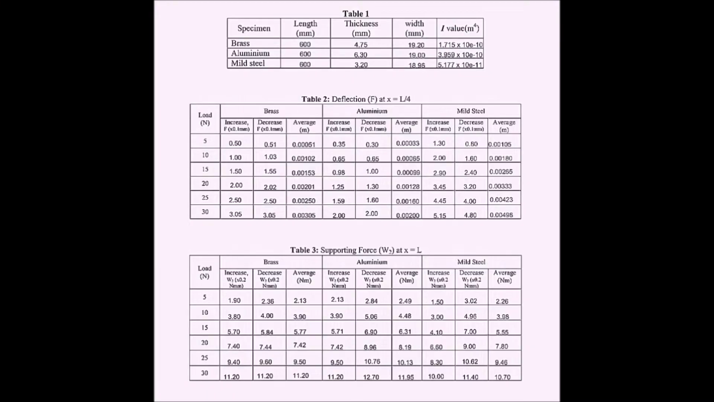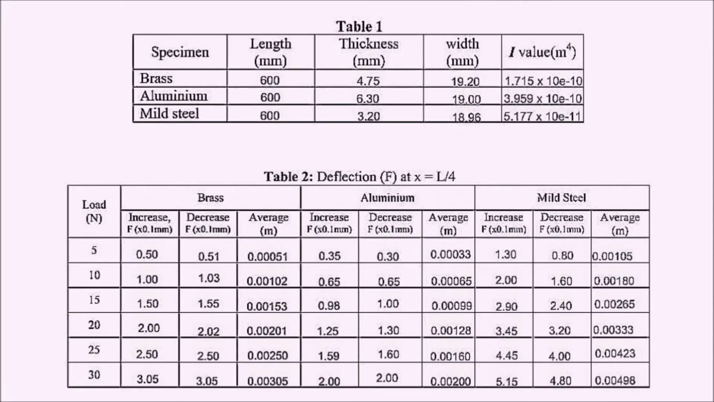This is the result for our experiment. According to this result, aluminum experiences the least deflection compared to the other two specimens. We can also see that mild steel has the highest deflection compared to the other two specimens, despite having the highest value of Young's modulus between the other two specimens.